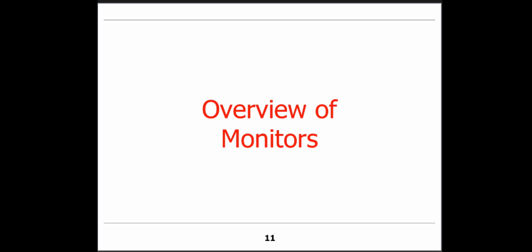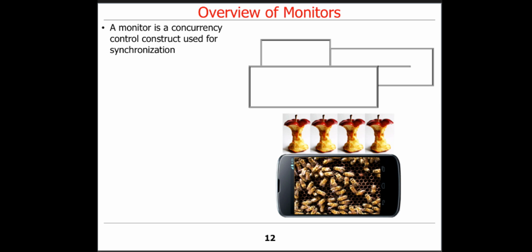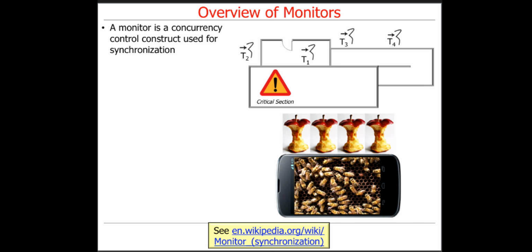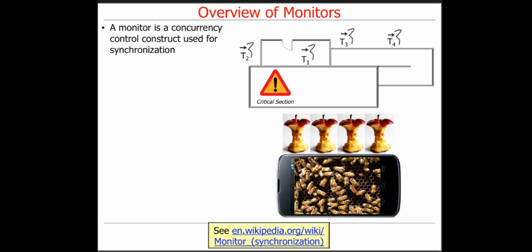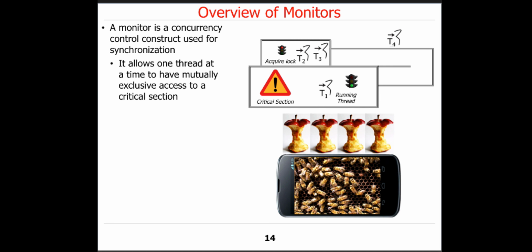What Java implements as part of its monitor object capability is actually something that goes way back to early concurrency research and practice in computing science, to what were called monitors. This is where you can learn more about monitors. A monitor is basically a concurrency control construct used for synchronization of threads that access some common object, and it allows one thread at a time to have mutually exclusive access to a critical section.